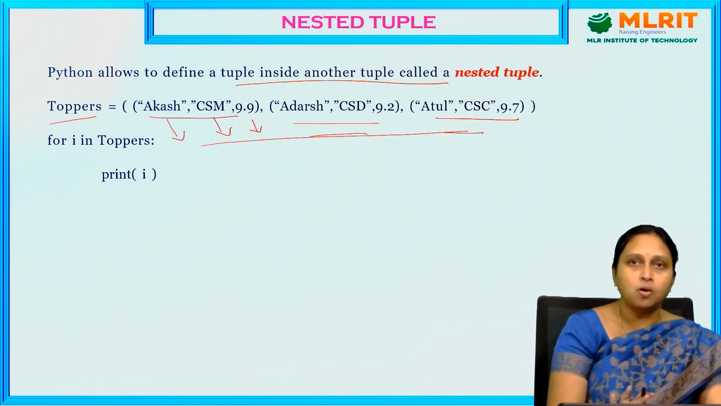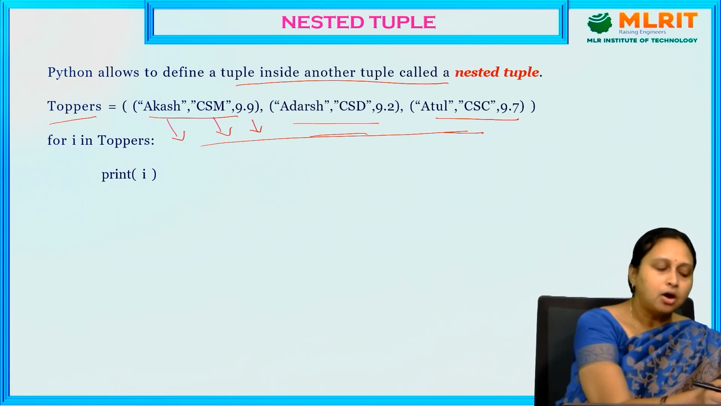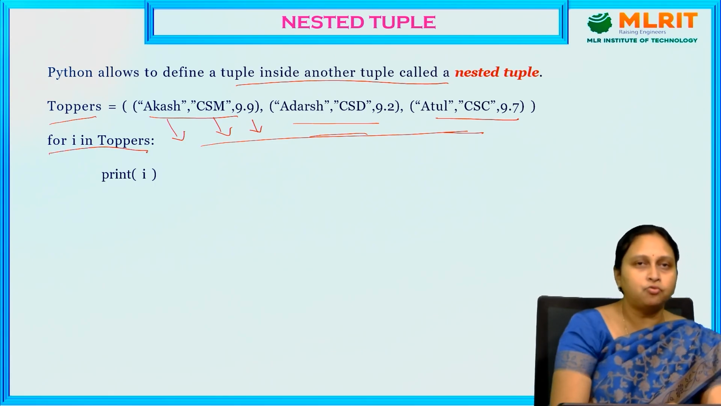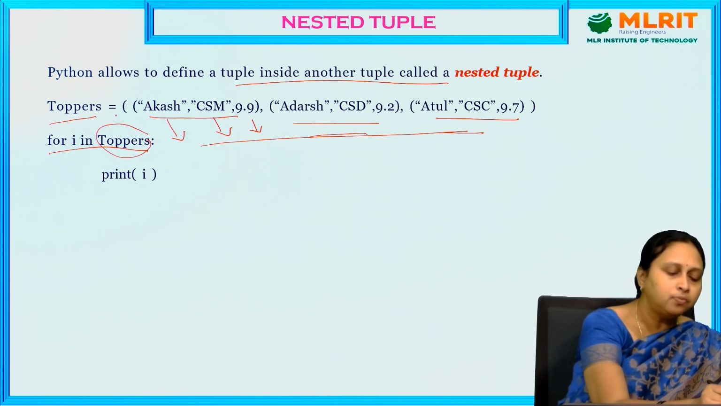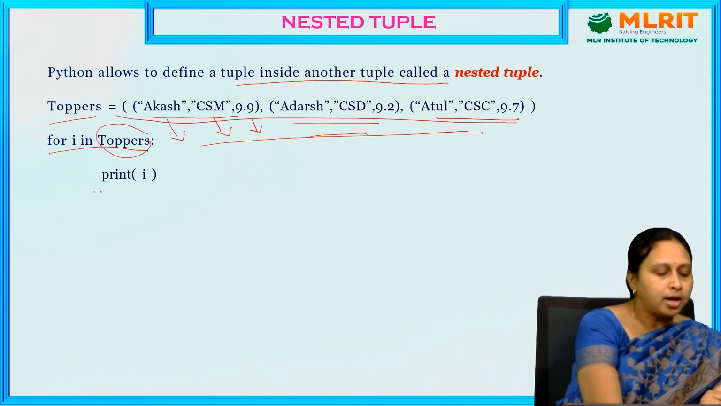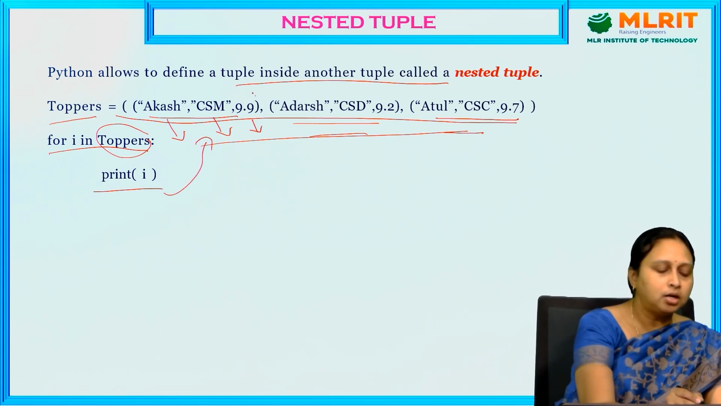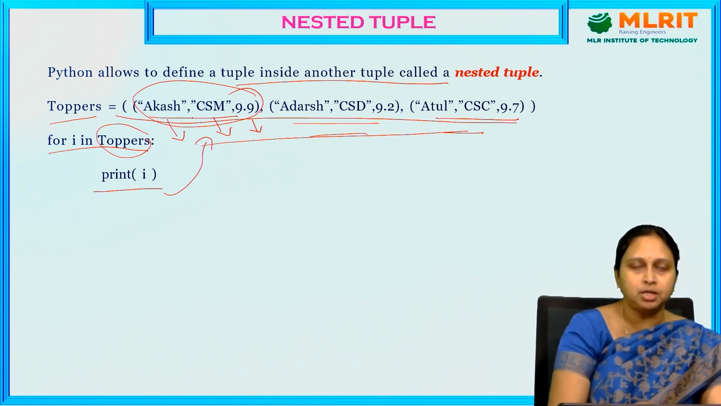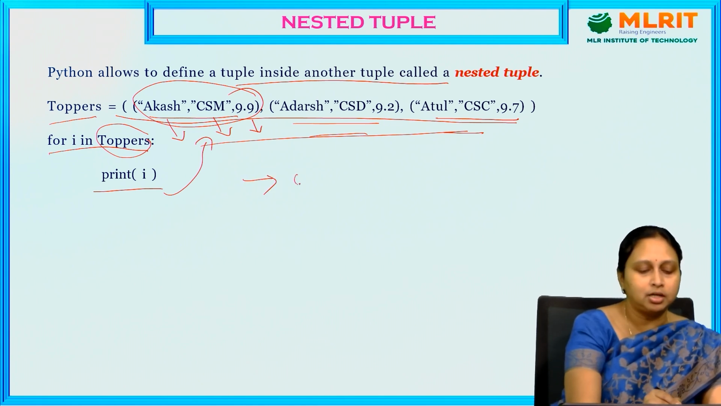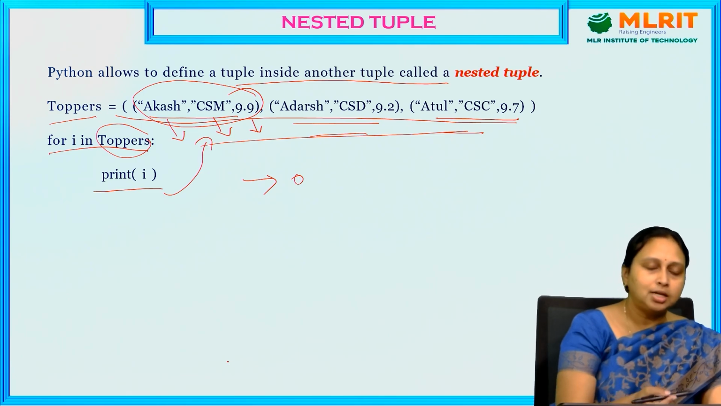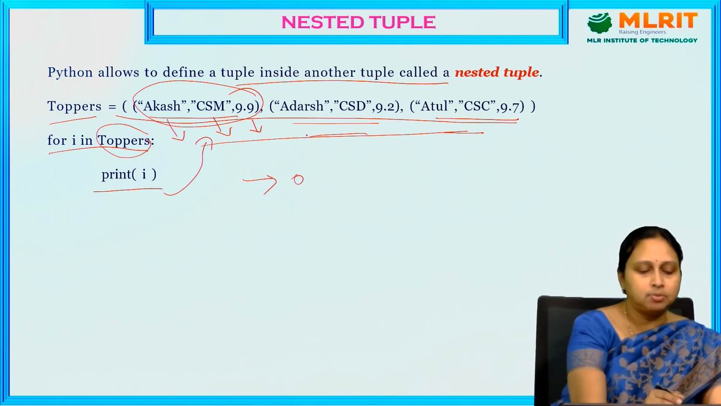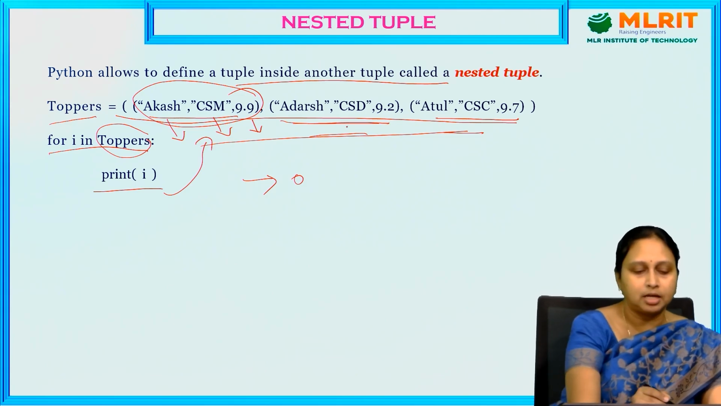Now, I want to access all the tuples at a time and print all those 3 values. For i in toppers will include all these nested tuples. If I print i, first it will take the first index value, that is 0, and whatever was present, name, branch and CGPA, all will be printed. Next time, i will be incremented and it will check the next index, so that it can access these 3 values at a time and print them.